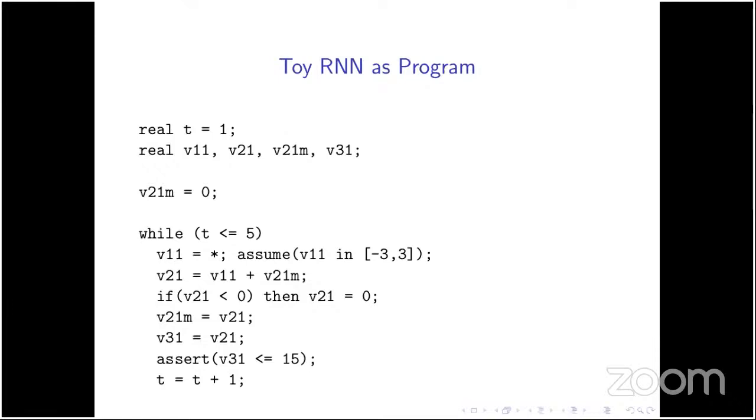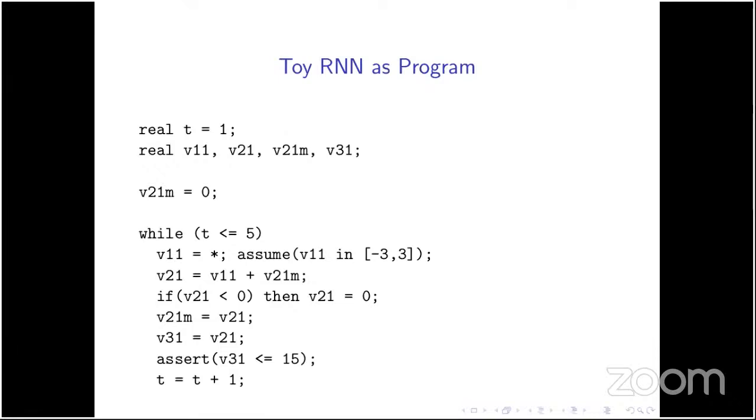And then every time you get the output, you assert that it is less than or equal to 15, because if this is violated, then you know that at one time the output was bigger than 15, which was the verification query, that it is greater than or equal to 16. So you assert in the loop that output is less than or equal to 15, and of course you increment time by 1.